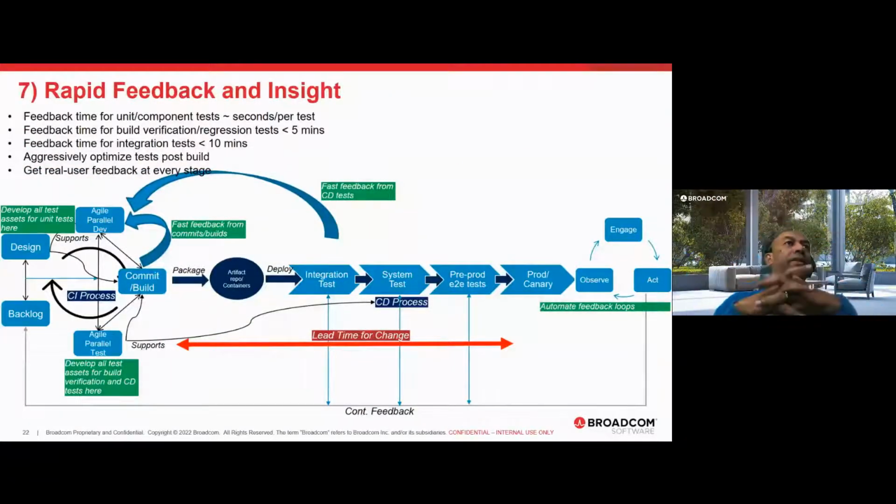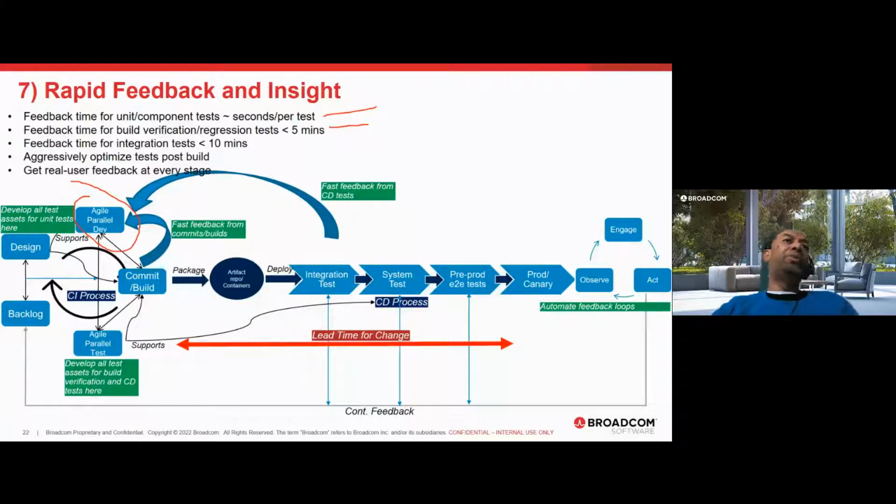The seventh one: rapid feedback and insight. I cannot overstate how important feedback is. So developers, the best way to inject quality and help developers is to give them as fast feedback as possible. And I put out some times here, right? For example, for unit tests, the feedback time should be on the order of seconds per test. For build verification tests and regression tests, it should not be more than 5 minutes.